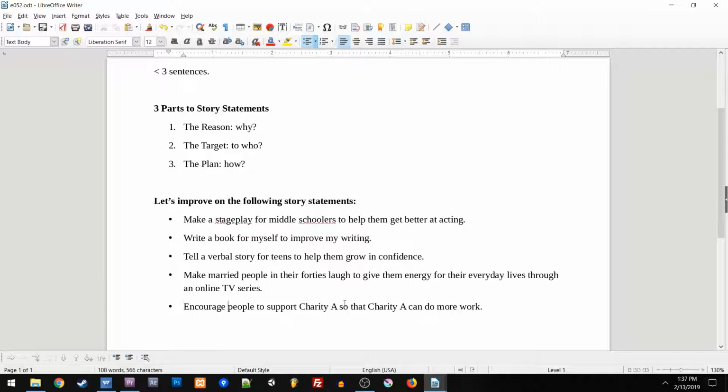And so we have, again, not a clear target. People is very broad. Odds are you're not going to be targeting middle schoolers or high schoolers for this. You're likely going to be targeting people older than that, but it depends on your charity, and it's worthwhile to know. So perhaps you are encouraging people in their 60s to support Charity A. So now you have a target, people in their 60s. Again, we can always get more precise on a lot of these, but encourage people in their 60s to support Charity A so that Charity A can do more work.